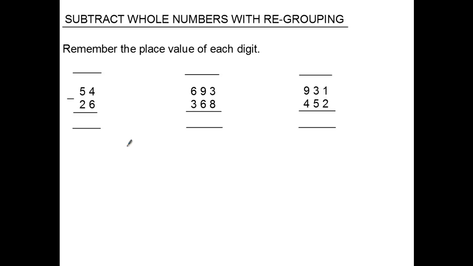Subtract whole numbers with regrouping. Remember the place value of each digit. The reason I ask you to do this is it will help you to understand the whole process of subtraction with regrouping. So to help us remember the place value of each digit, I'm actually going to label them at the top above this line. So here's the ones place and here is the tens place for the first one.